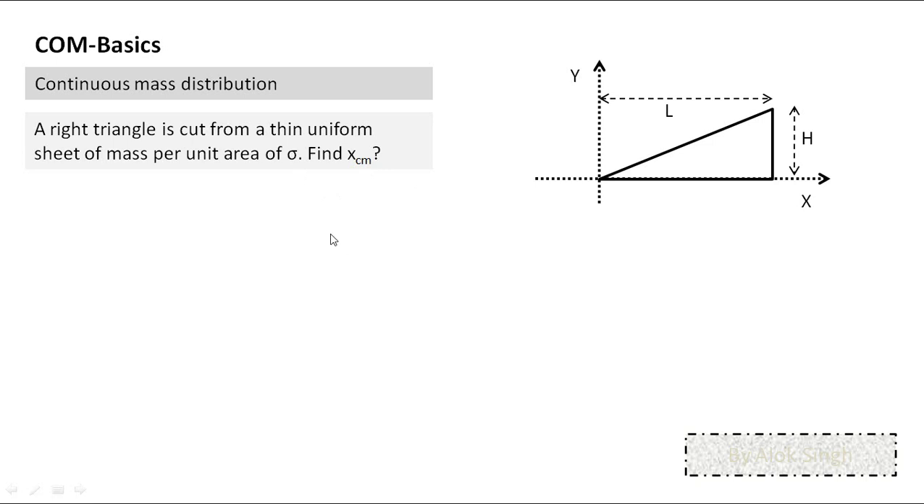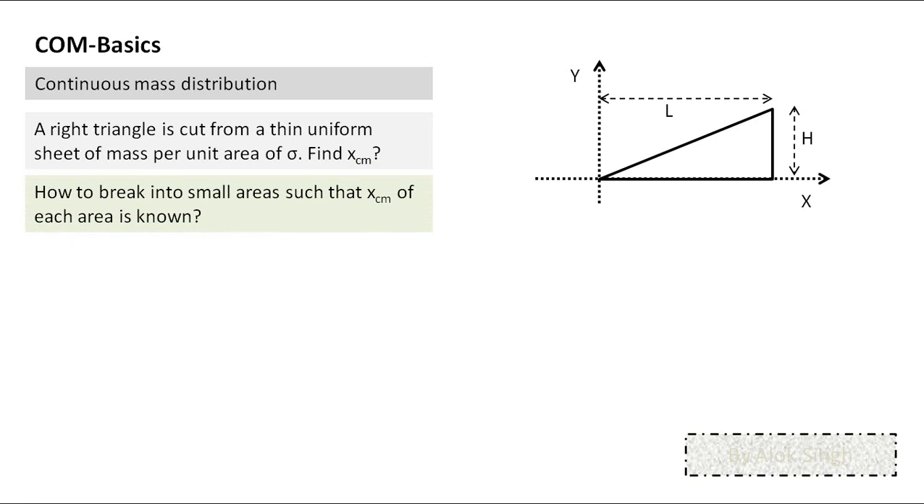How do you find it? We'll first focus on finding only the x component, xcm. First thing we need to do: we know the formula only for point masses. How do I convert this system into a point mass arrangement? How do we break this large area into small areas such that each small area could be treated as a point, and it can be treated as a point if the x coordinate of that area is known? How do we break it into small areas such that the xcm of each area is known?